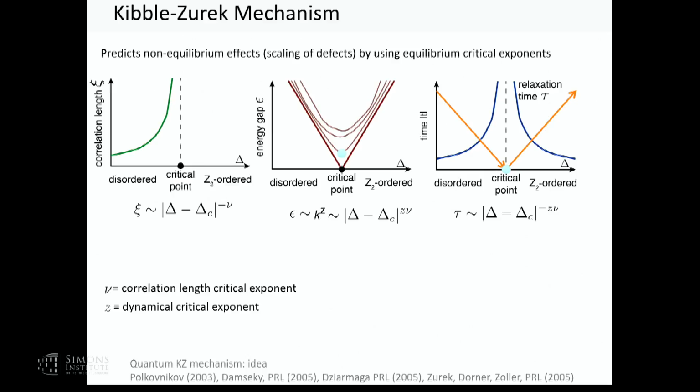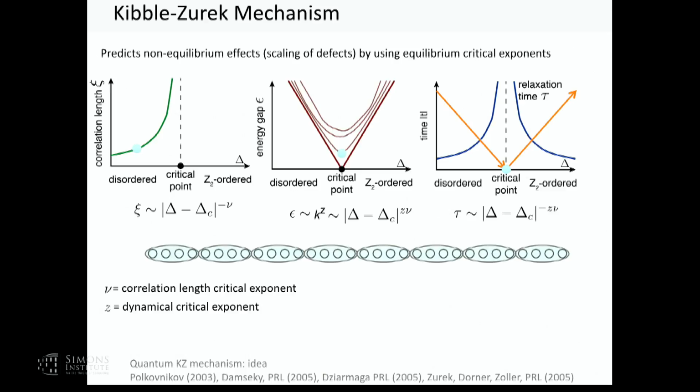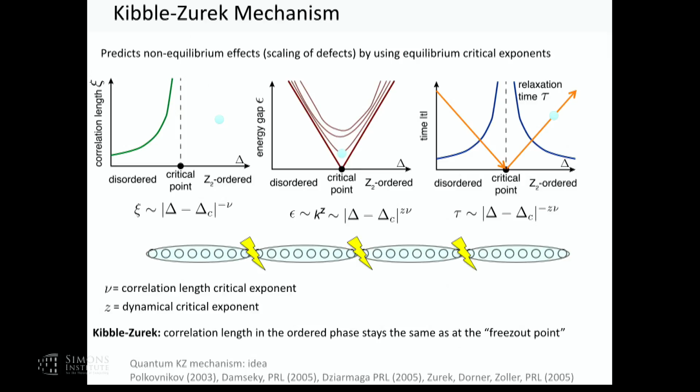is that if you think about the correlation length, initially the correlation length will be very short, then it will start growing, and it will keep growing so long as you go adiabatically. Then eventually, once adiabaticity breaks down, clearly this correlation will stop growing. The idea of Kibble-Zurich, this Kibble-Zurich postulate, is that the correlation length in the ordered phase stays the same as at this so-called freeze-out point, the point where you stop being adiabatic. So that's the essence of the Kibble-Zurich mechanism.